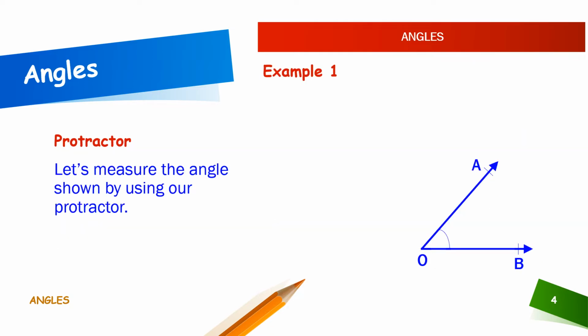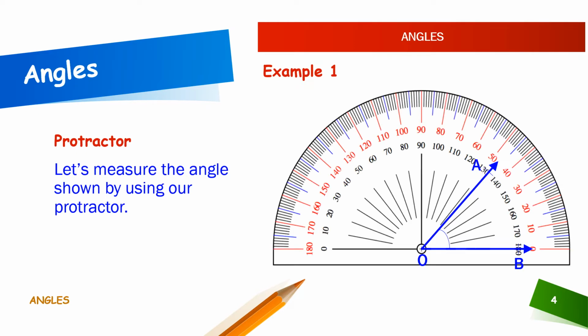Let's measure the angle shown by using our protractor. Position the protractor so that its horizontal line is lined up with one of the rays, say OB, of the angle. And the midpoint of the protractor is positioned at the vertex of the angle, as shown here. Now look at the mark towards which the other ray of the angle is pointing. This value is the size of the angle. In our example, the angle is approximately 46 degrees.